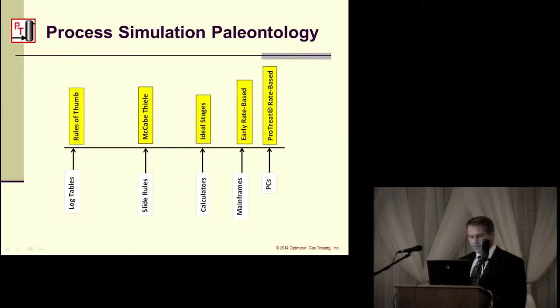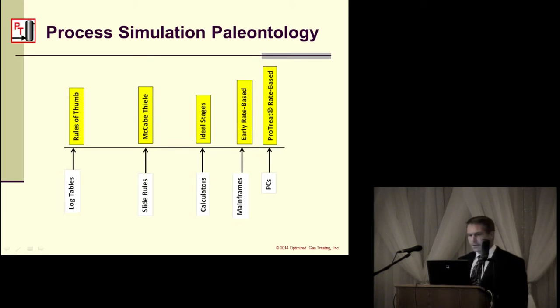So here in the pre-Cambrian period, you've got log tables, rules of thumb. We graduated with slide rules that enabled shortcut methods, McCabe-Thiele, probably in the late Cretaceous period. The calculator, that made some progress now. And one of the things that came out of that was the concept, actually the concept of a flash is very old.